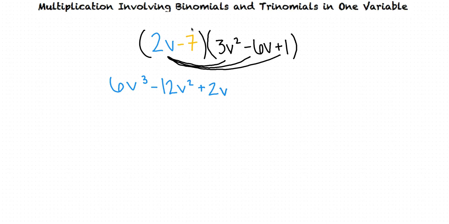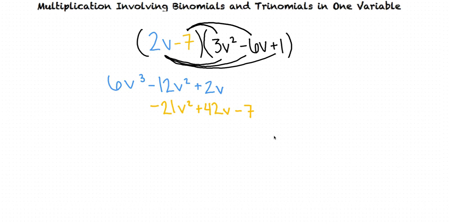Next, negative 7 times 3v squared is negative 21v squared. And negative 7 times negative 6v is positive 42v. And negative 7 times 1 is negative 7. Now we can add the vertical columns.